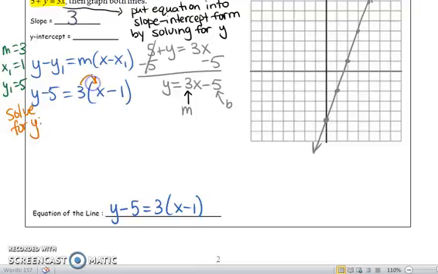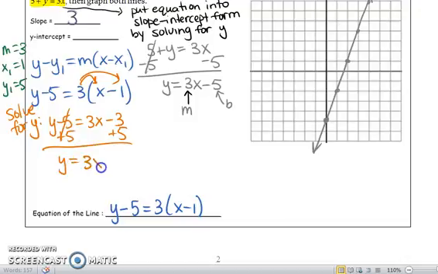So distribute the 3. So now I have y minus 5 equals 3x minus 3. And then I'm going to add 5 to both sides, giving me y equals 3x plus 2. So I could say the equation of the line is the blue one listed here, and that's point-slope form. Or I could say that the equation of the line is y equals 3x plus 2, and that's the slope-intercept form. So I know the y-intercept would be (0, 2).